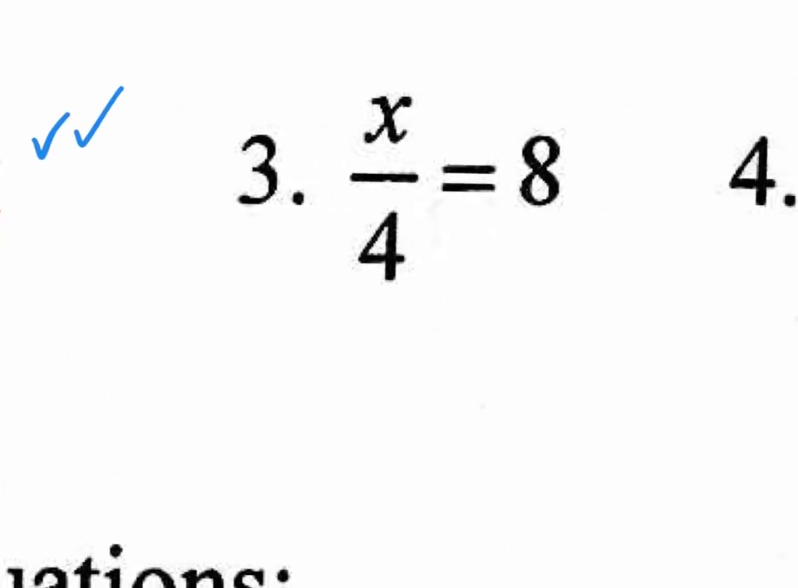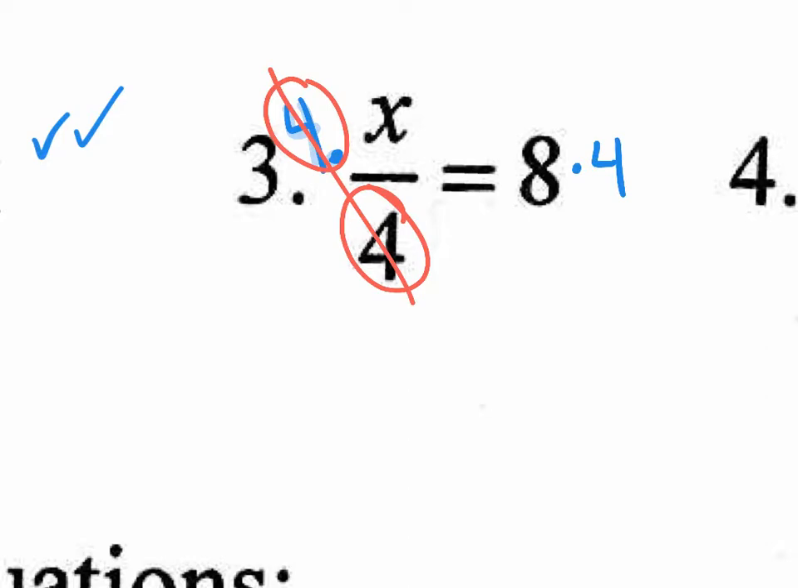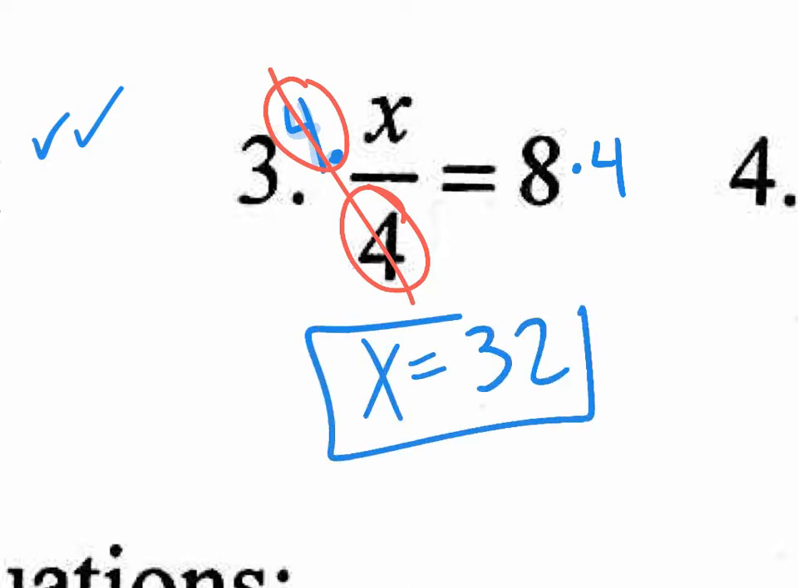Let's move on to number 3 right here. How do I get rid of this divided by 4? You multiply it by 4. So you put a times 4 right there. Whoops, my bad. Times 4 right there. So you don't really multiply because when you have a 4 on top and a 4 on the bottom, that cancels out. Okay? But what you do to one side, you have to do to the other. If you multiply by 4 over there, you have to multiply by 4 here, which means that x equals what? 32. That's it. Done.